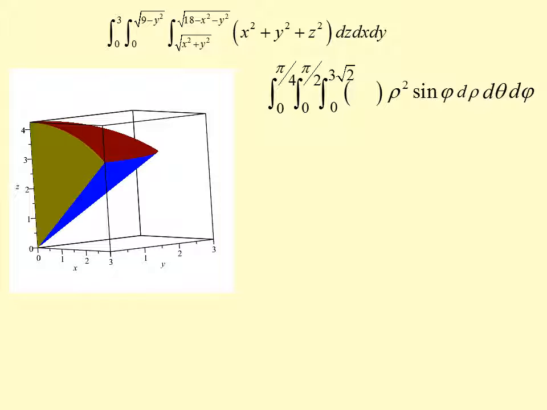The only thing left is for us to convert the integrand. X squared plus y squared plus z squared converts into rho squared. And so there is our integral in spherical coordinates for this one. The thing about converting is oftentimes in situations like this, we end up with an integral here that has just constant limits, which is much easier to evaluate.